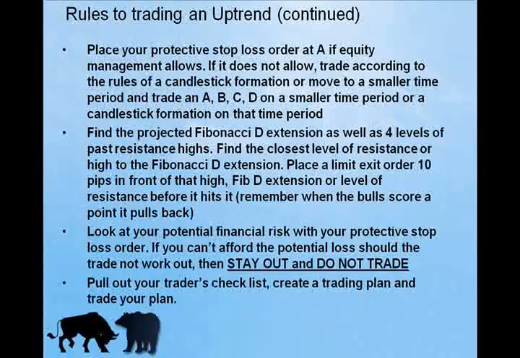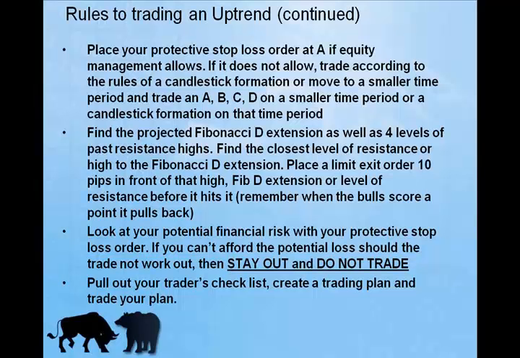Okay, so rules to trading: continue to place a protective stop loss at A if the equity management allows, because A would be the low. If it does not allow, trade according to the candlestick formations. This is where we put either 15 pips above or 10 pips below, and we find our projected Fibonacci number for our extension, and we try to find a convergence to put a limit at a support or a resistance if we're in an uptrend or a downtrend.